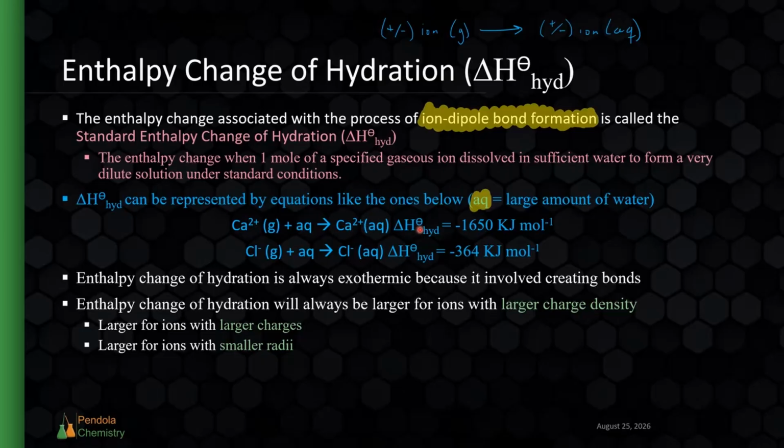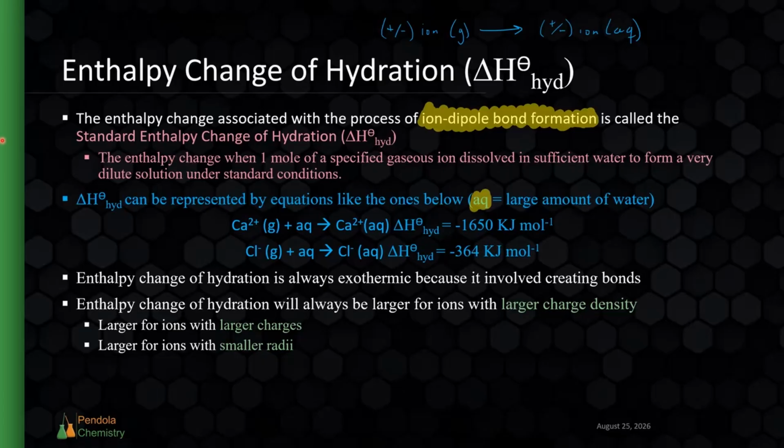So notice the enthalpy change of hydration of calcium, for example, is negative 1650. The chloride ion, because it's for ions, in the gas state can react with aqueous, with enough water. So we put the ion in the gas state in water, and it creates ion-dipole bonds between the chloride ion and the water to form aqueous chloride. The enthalpy change of hydration of that is roughly negative 364 kilojoules per mole.